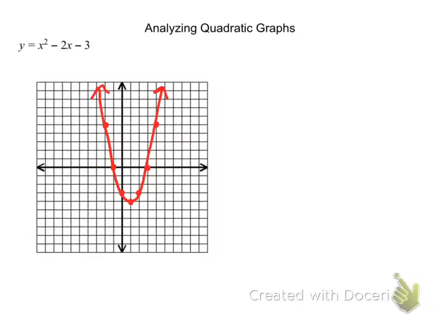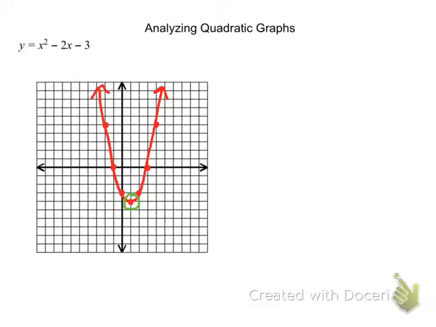All right, hey guys, we're going to be analyzing the quadratic graph. So just one more look at what these look like as a graph. Our equation here is y = x² - 2x - 3. I plugged this into my calculator, got the table, plotted my points here, and so here's my graph. Let's talk about a couple of things.